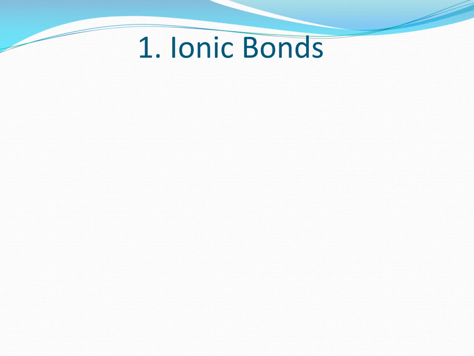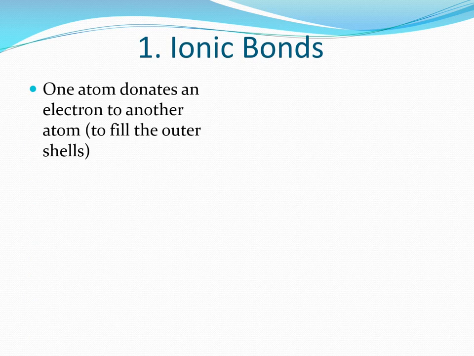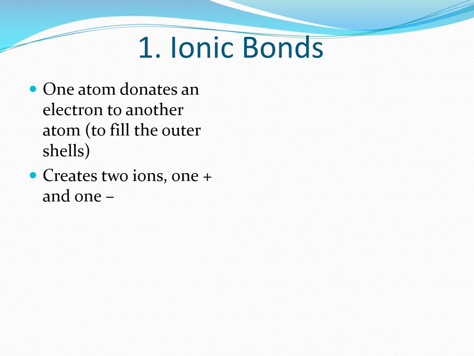This is very different than covalent bonds, which always form bonds between two nonmetals. So you're going to see that in this case, very important concept here. Ionic bonds are when one element or atom donates an electron to another atom to fill their outer shells.